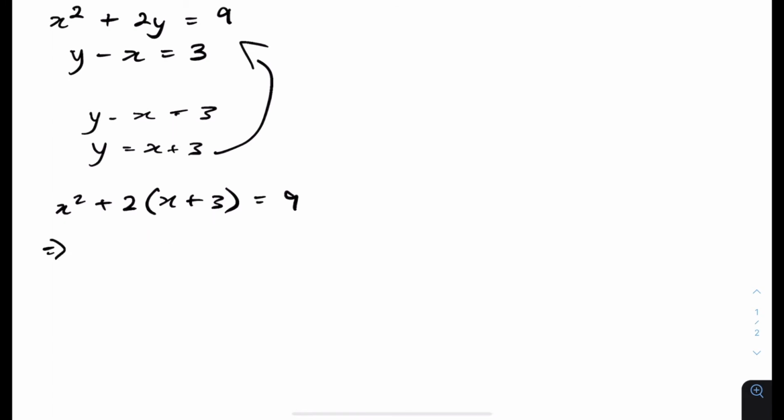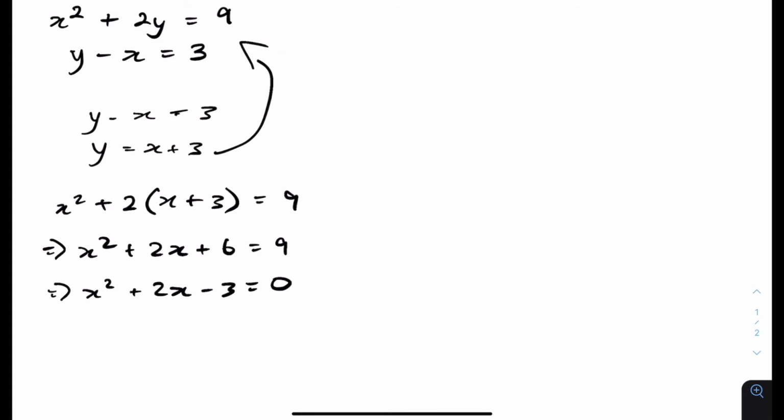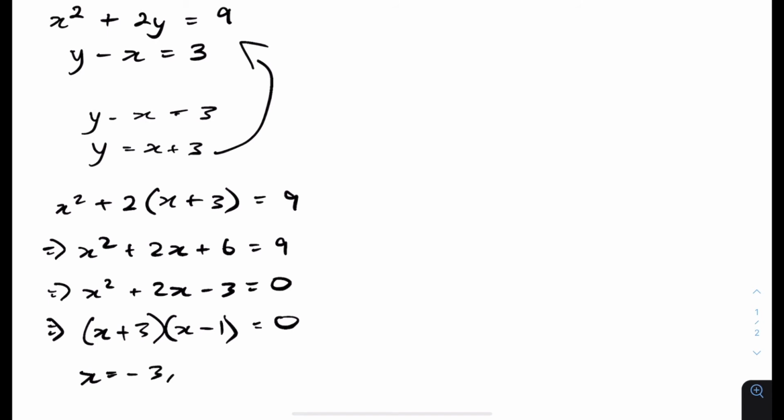So let's continue. x squared plus 2x plus 6 equals 9, which means x squared plus 2x minus 3 equals 0. And this is a quadratic. We can easily factor it. Just watch my video on factoring it in this playlist. It's called Factorizing Quadratics, and I use two methods to show how easy it is. And we can just use inspection here to do (x plus 3) times (x minus 1), which is equal to 0. And that means the solutions are x equals negative 3 and 1.